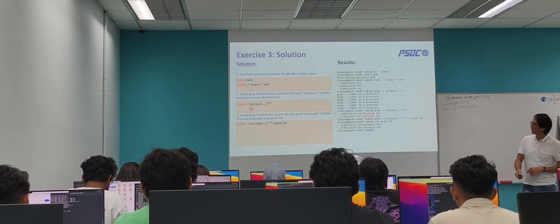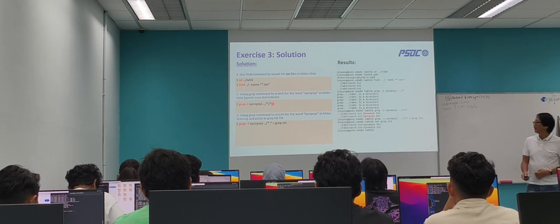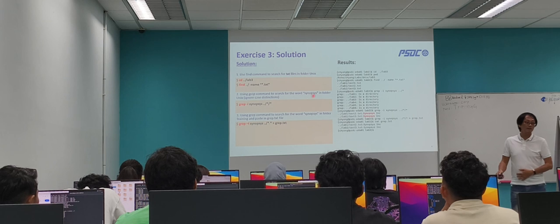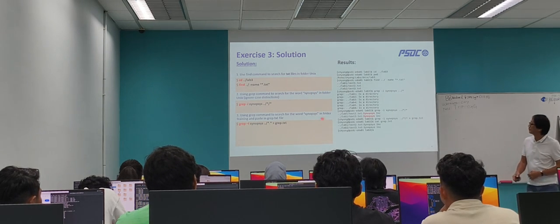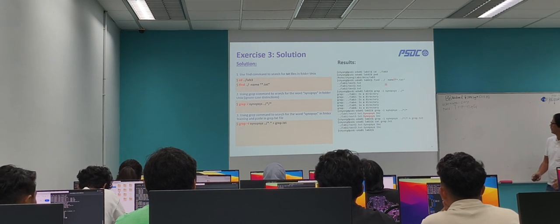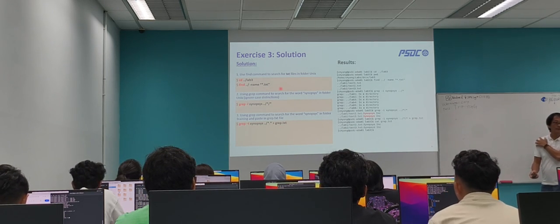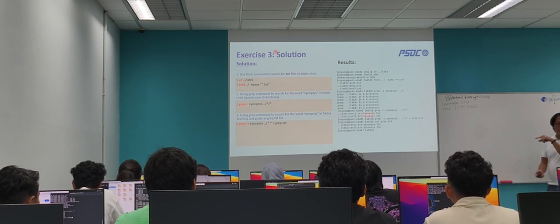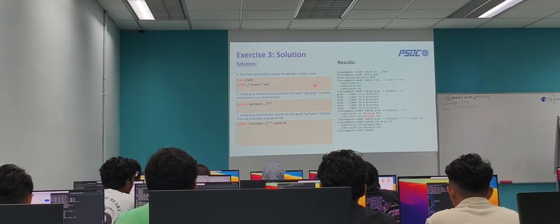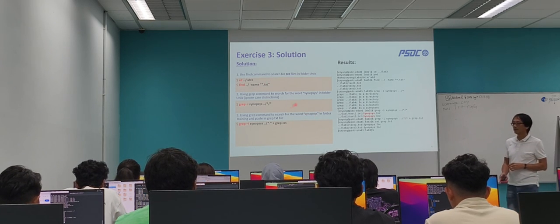Then for this one, minus i is ignore case. The star dot star is all the files, right? This one outputs and displays on the terminal. This one goes back to grep of text, with the greater than sign. Any question?